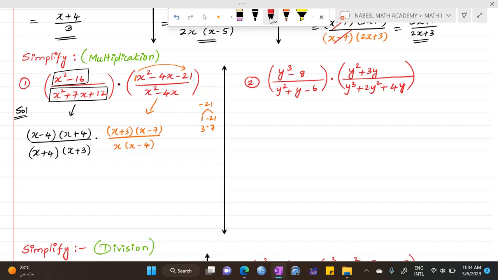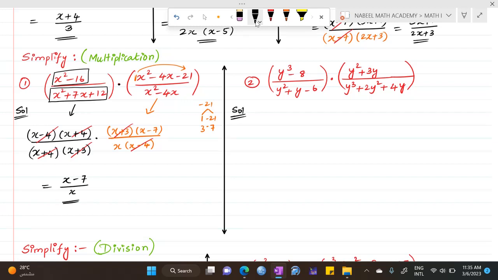Now what are the cancel terms? x plus 3 cancels, x minus 4 cancels, and x plus 4 cancels. The remaining terms you will have here are x minus 7 over x. So this is the simplified form of this rational expression.